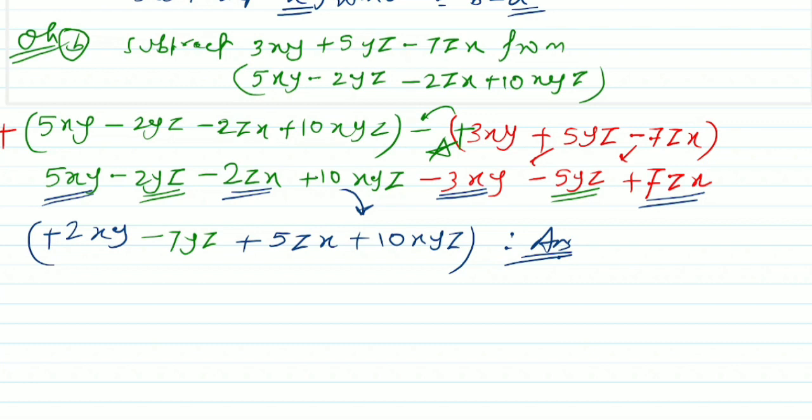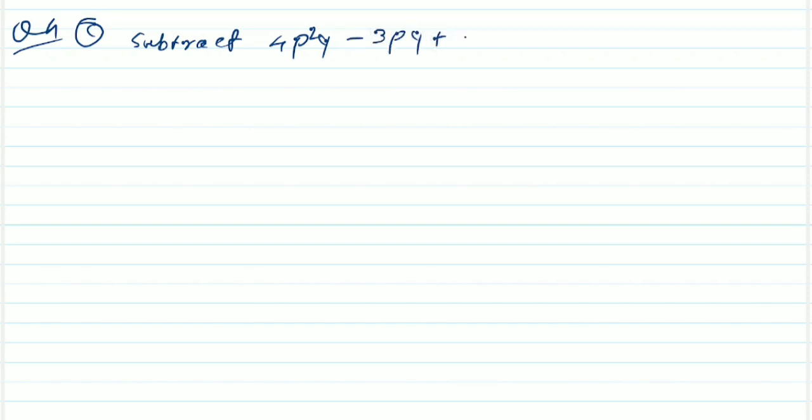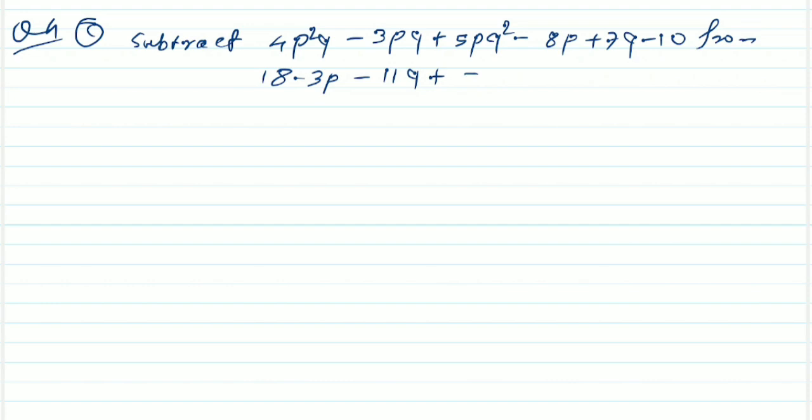Let's solve the last question of this. Question 4c, they are saying again subtract 4p square q minus 3pq plus 5pq square minus 8p plus 7q minus 10, that's a big number, from 18 minus 3p minus 11q plus 5pq minus 2pq square plus 5p square. You have to subtract from this, right?